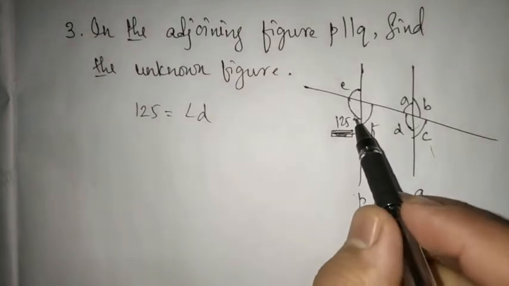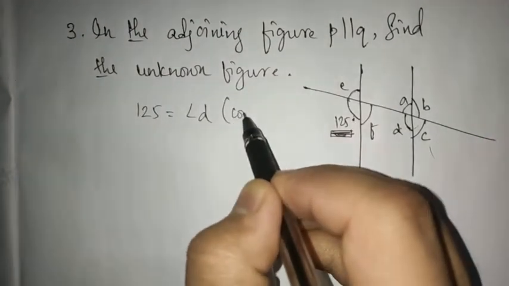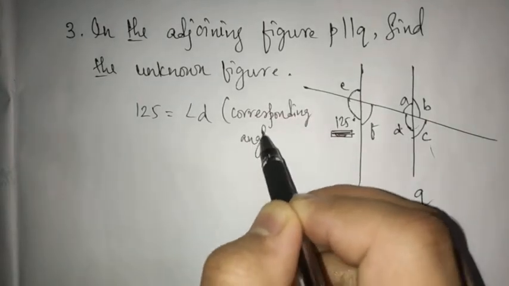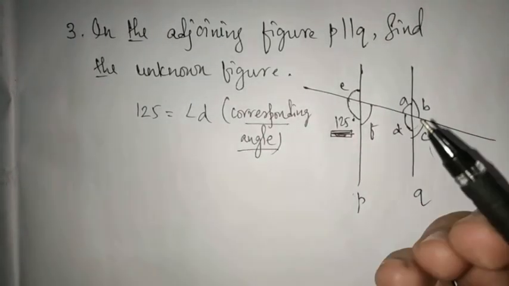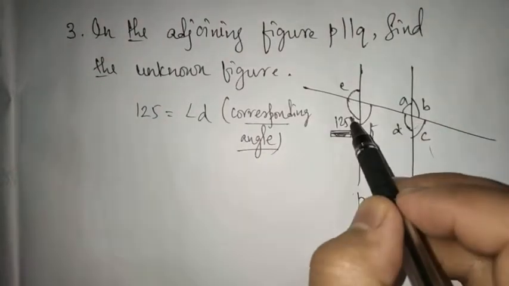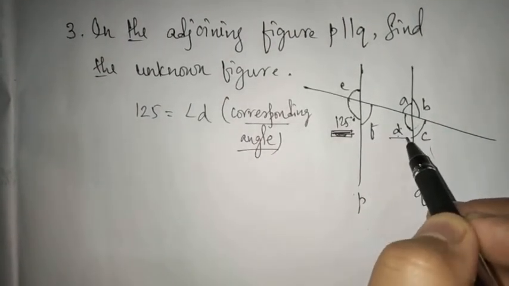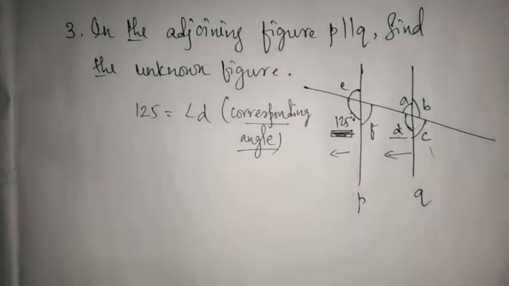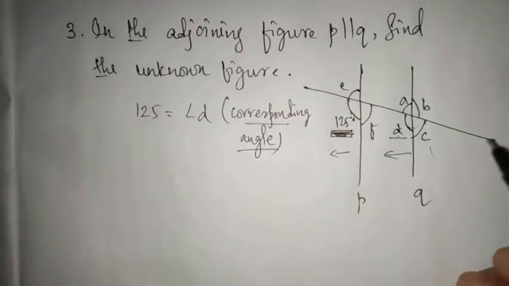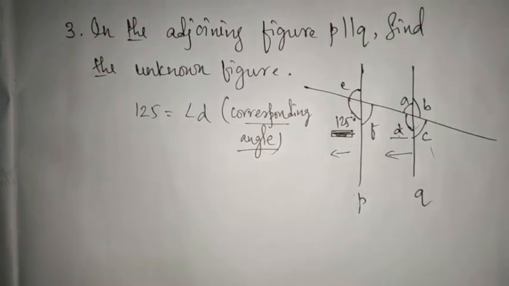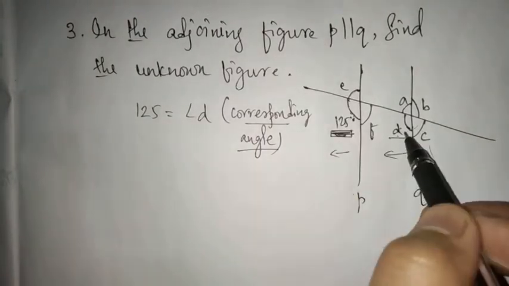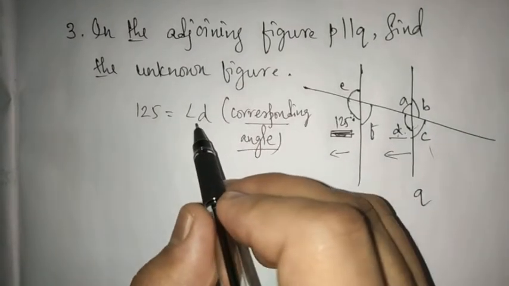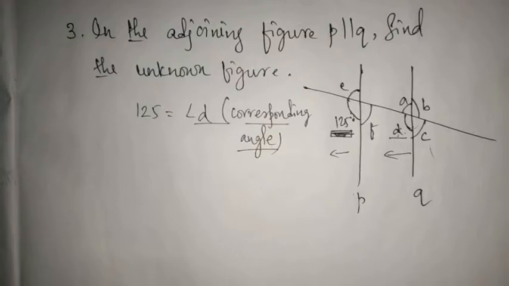Think, because they are corresponding angles. So you have to write this property name also, why they are equal. Angle 125 is equal to angle D because they are on the same position. Just see, they are on the same position of the parallel line. They are moving out, right? So this is your corresponding angle. So you got the value of angle D, that is 125.